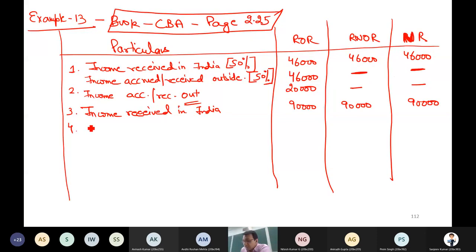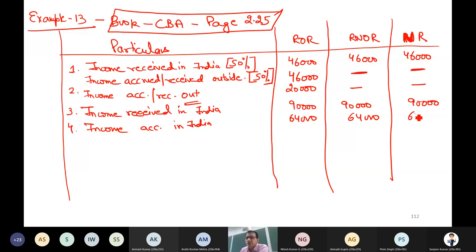Profit from business in Mumbai received in USA. Where received does not matter. Business is in Mumbai, accrued in India. So income, very good. Accrued in India. How much? 64. Taxable. It does not matter who you are.